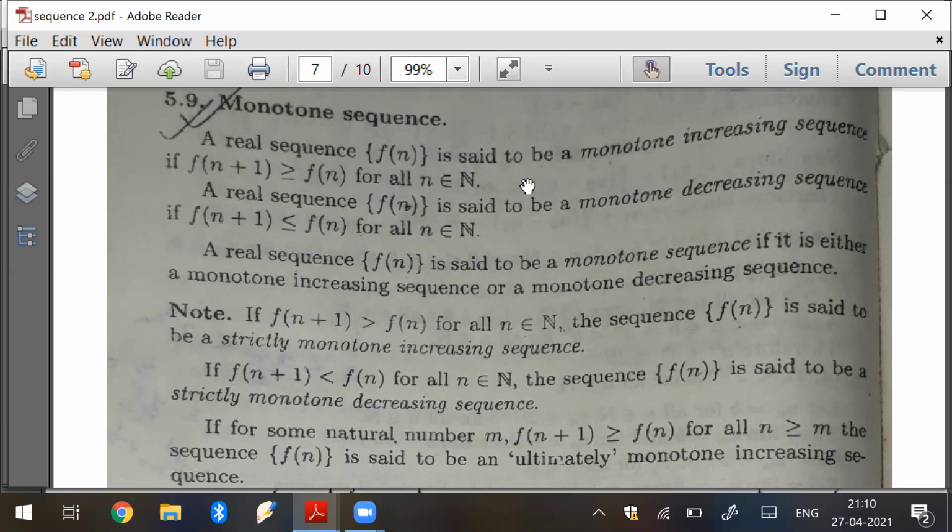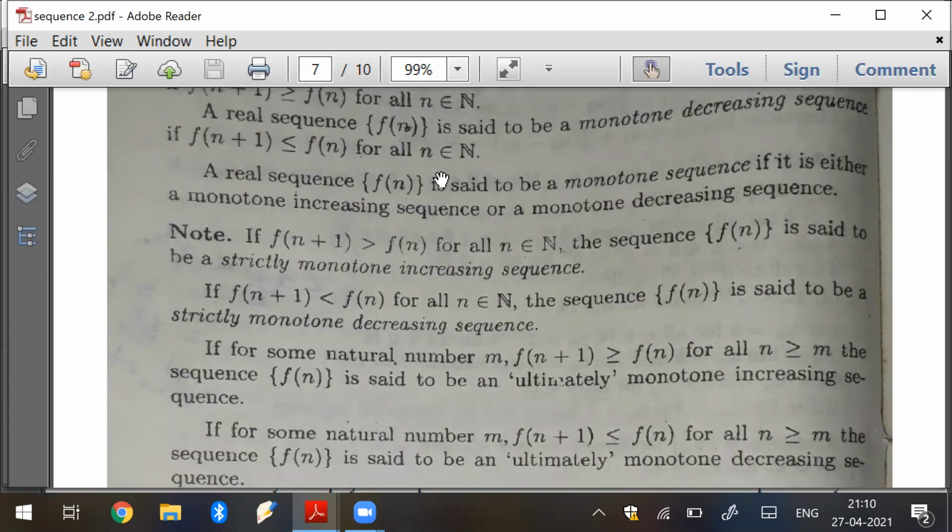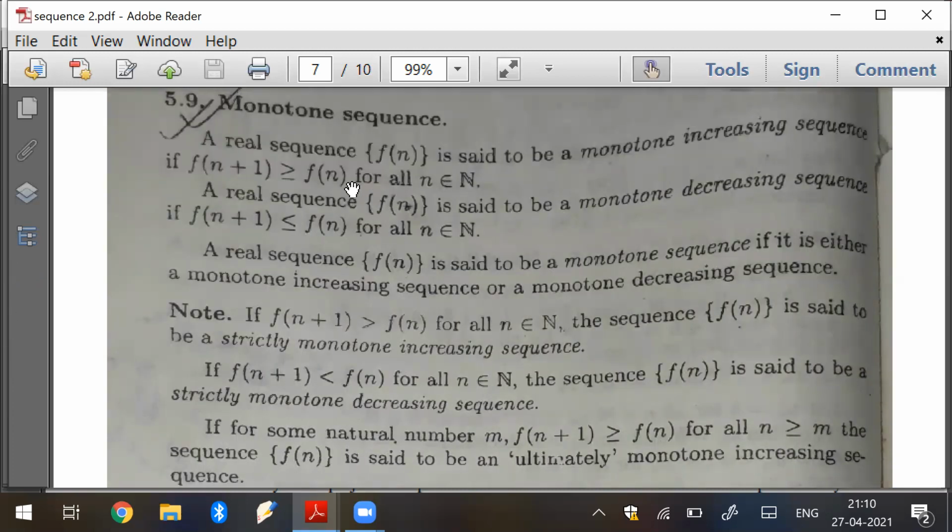Now it may happen, as I already said, that for all sequences this is not the case. So for some sequences, let us consider where once you cross some natural number, say m, then this result is holding good. So before m, I cannot say whether this relation is holding good or not. Maybe it is holding good, maybe it is not. Maybe it is holding good for some n less than m.